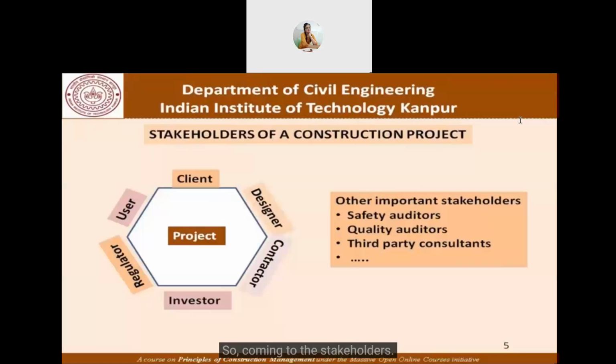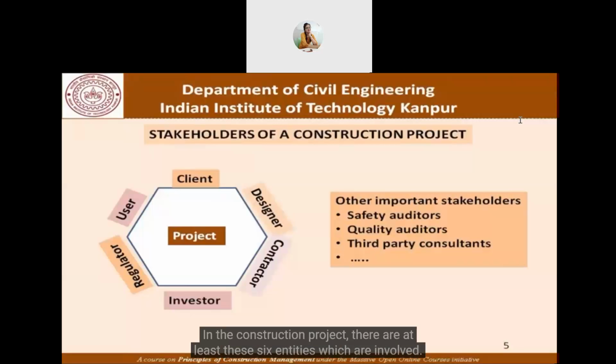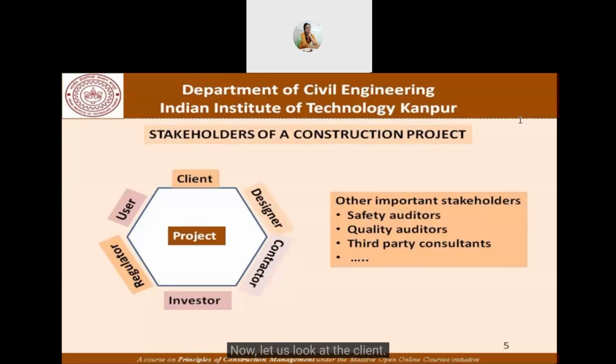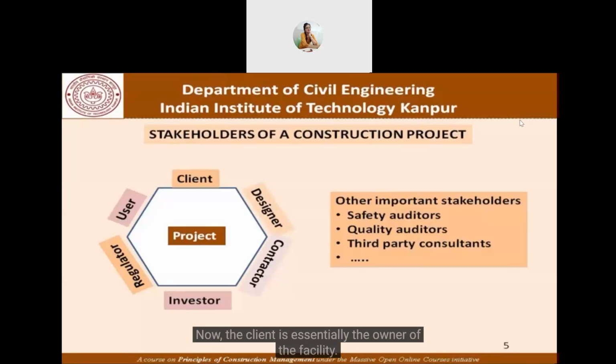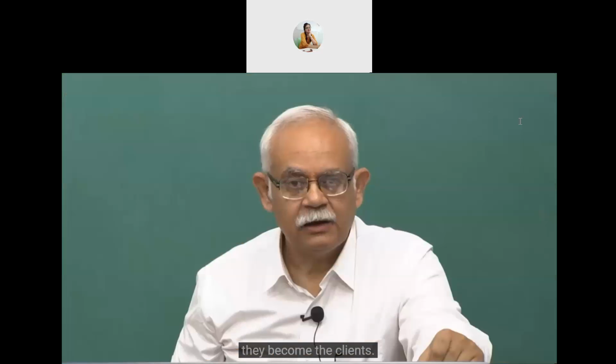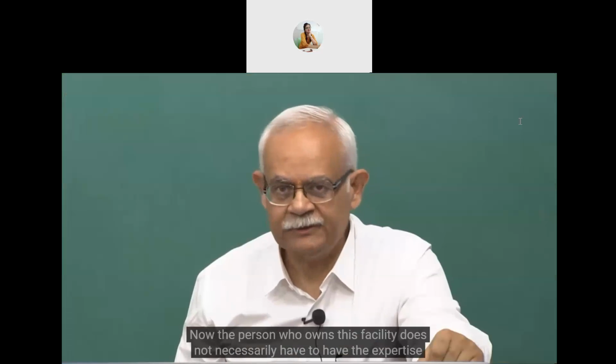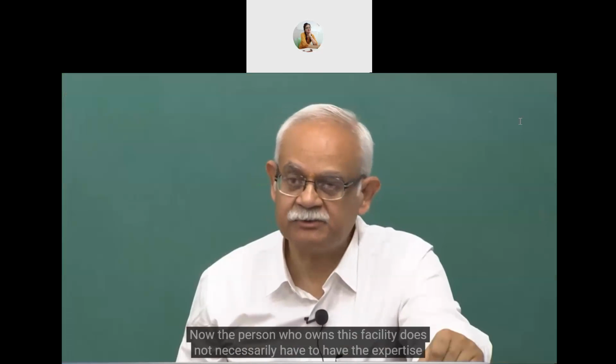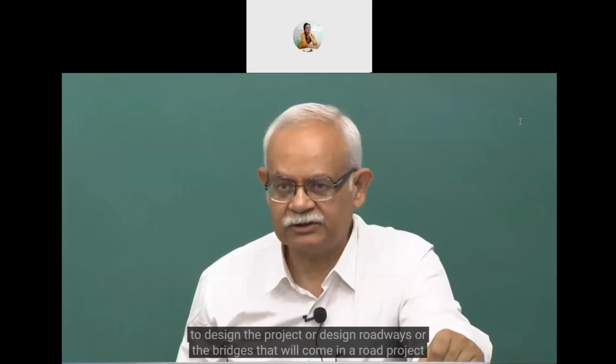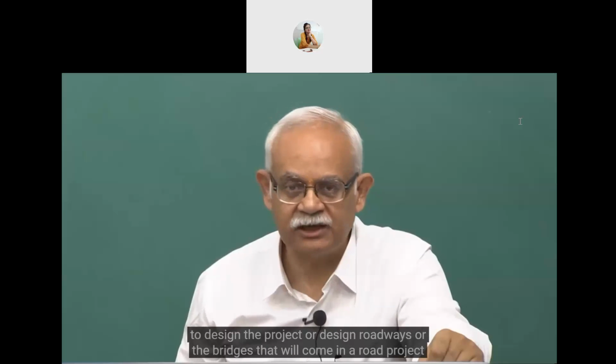So coming to the stakeholders in the construction project, there are at least these six entities which are involved. Now let's look at the client. The client is essentially the owner of the facility. If it's a road project, in India, for example, it could be the NHAI or the state government. They become the clients. Now, the person who owns this facility does not necessarily have the expertise to design the project or design roadways or the bridges that will come in a road project and so on.